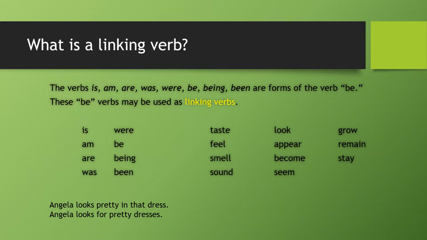Now, Angela is the subject of both of these, followed by the verb looks. In the first sentence, Angela looks pretty in that dress. Well, in this sentence, looks is a linking verb because it is describing Angela. Angela looks pretty. Now, pretty is an adjective. So in this sentence, pretty would be a predicate adjective following or describing Angela.